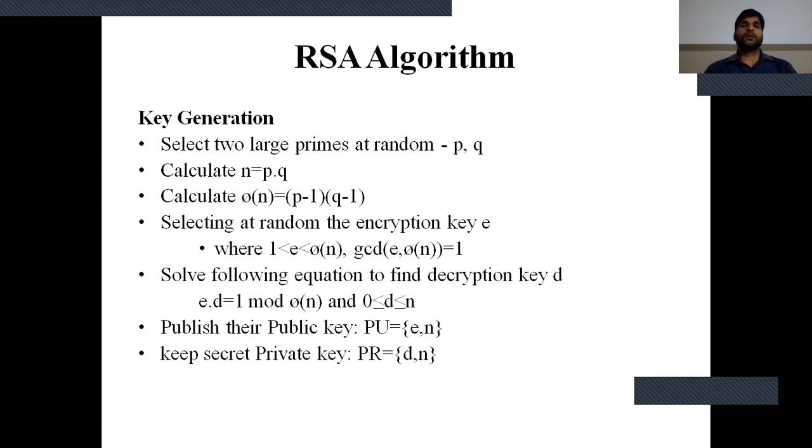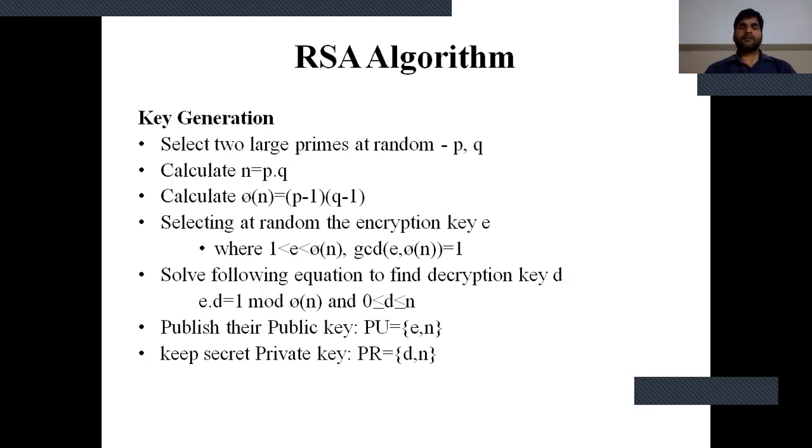So we discuss here the RSA algorithm, or RSA key generation. First, in the RSA algorithm, we select two large prime numbers at random, p comma q, but p is not equal to q. Next step of the RSA algorithm, we calculate the value of n by multiplying p into q, so n equals p into q.